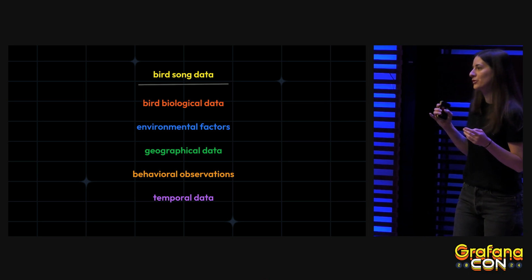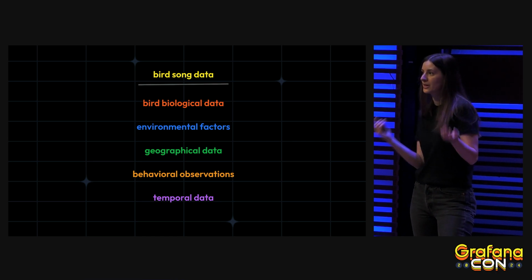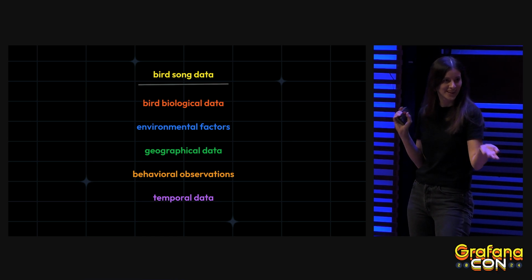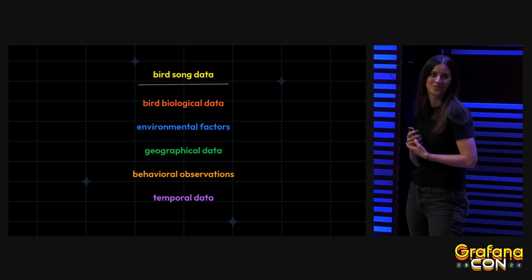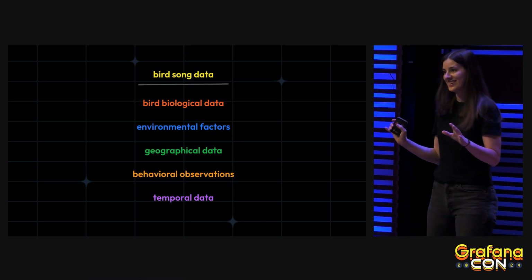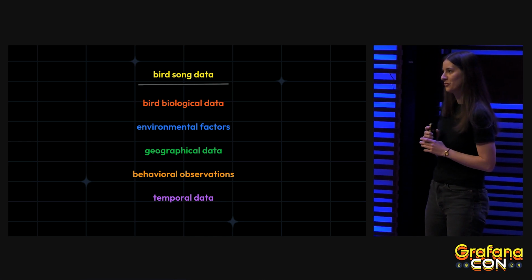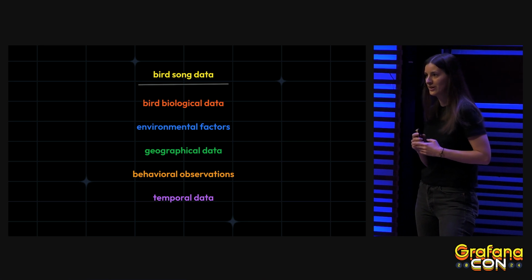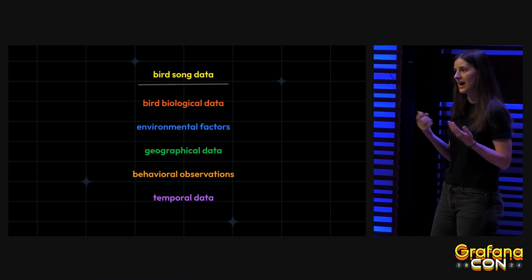For example, what was the weather like? Was there any significant pollution? Maybe Sven had a garden party that disturbed all of the birds. Sourcing all of this by ourselves would be a tremendous amount of work, and most of it is out there somewhere.